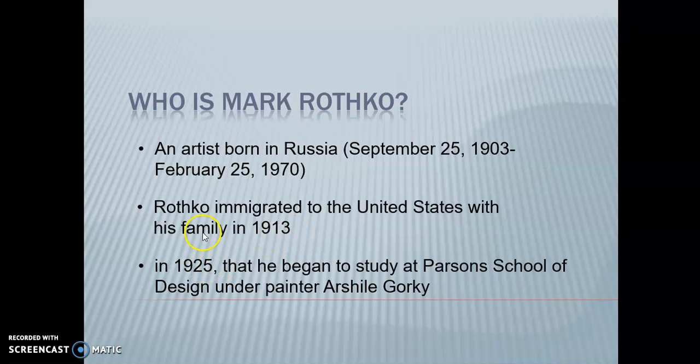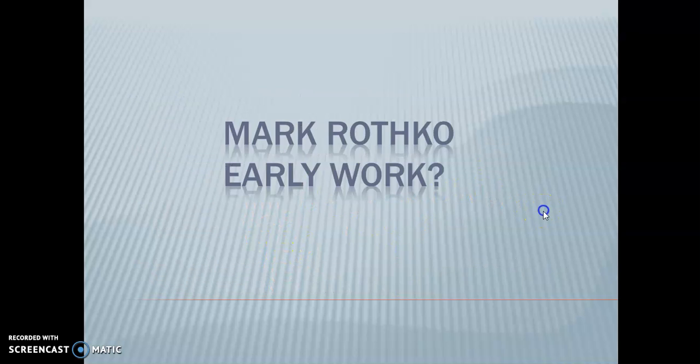In 1930, Rothko and his family migrated to the United States, and in 1925, he began to study at Parsons School of Design under the painter Arshile Gorky. So just like any other artist, he was heavily influenced by other people. He took ideas and styles from other artists in America and also in Europe, right? He was heavily influenced by Surrealism. So let's look at his early works.